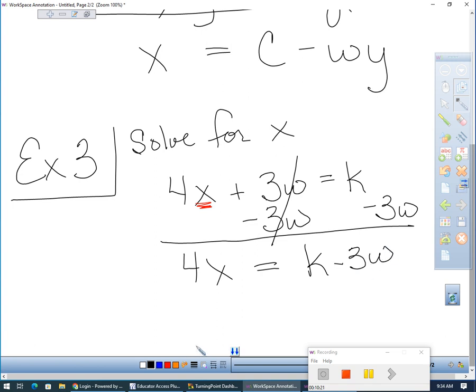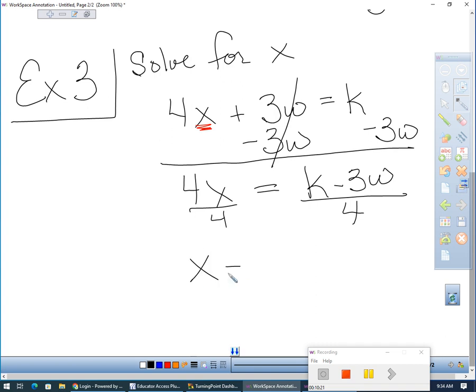Now what do we have to do to get x all by itself? Divide, and divide by 4. And just like in the first example, we can leave it just like that. So I have x equals k minus 3w divided by 4.